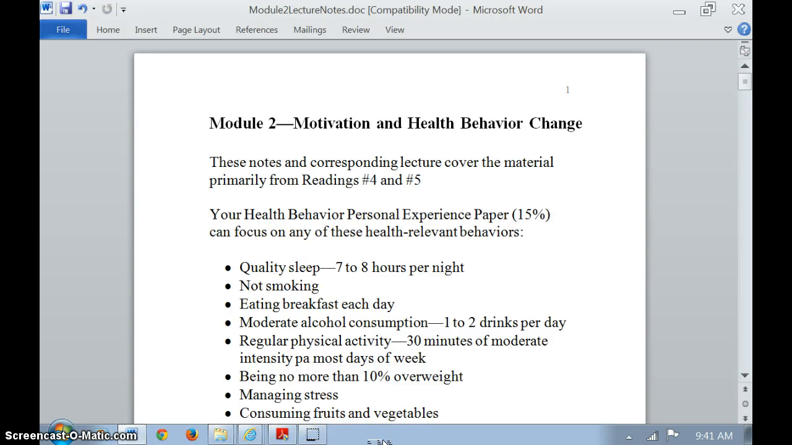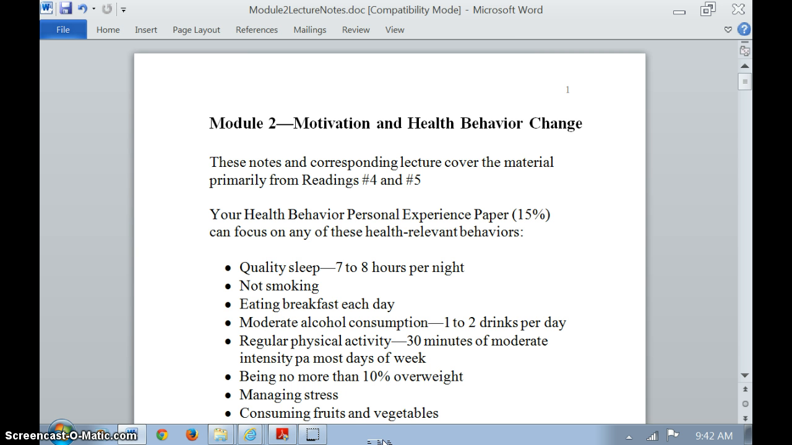Welcome to Module 2, Motivation and Health Behavior Change, as part of K&H 329. This is a very extensive topic, and we're probably not going to give it justice, but we are going to get into a variety of issues. And you've got three main assignments, learning activities in this module.